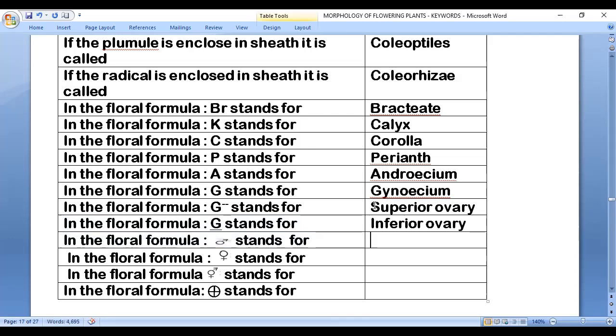Given the symbols in the floral formula, this symbol stands for male, this one is female, this one is bisexual, and this one stands for the actinomorphic nature of the flower.